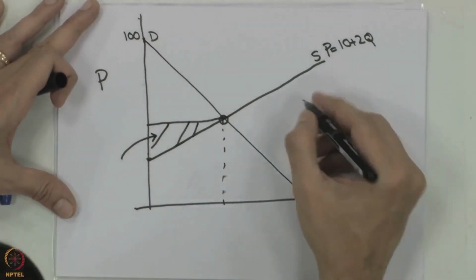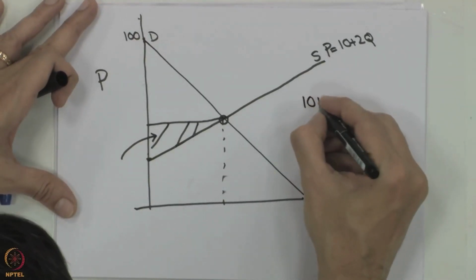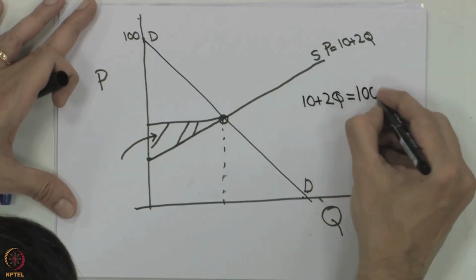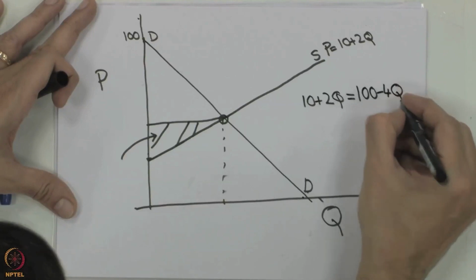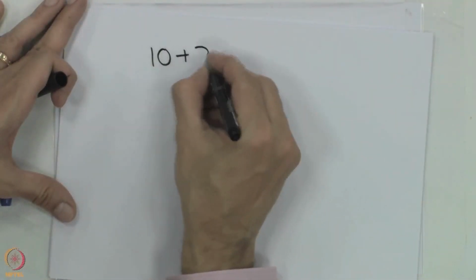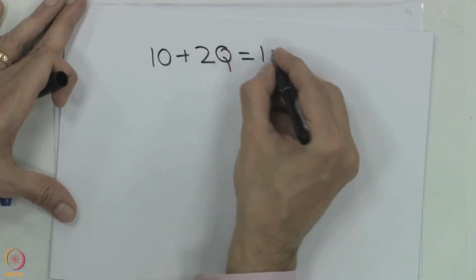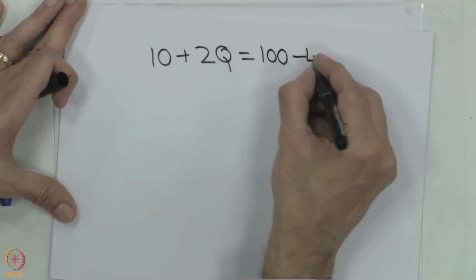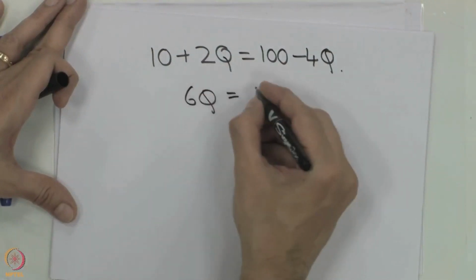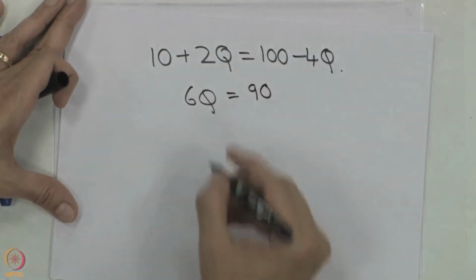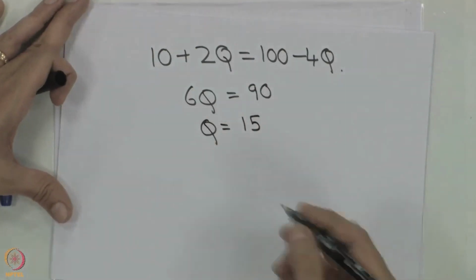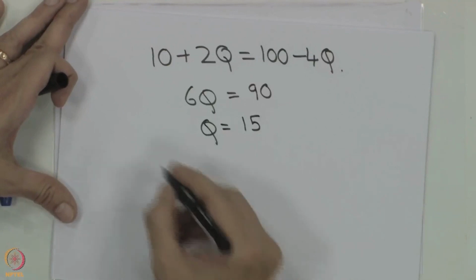Let us equate the two, that is 10 plus 2q is equal to 100 minus 4q. So we get 6q is equal to 90 and q is equal to 15, whatever units, million tons, million liters. Put this back in the price.